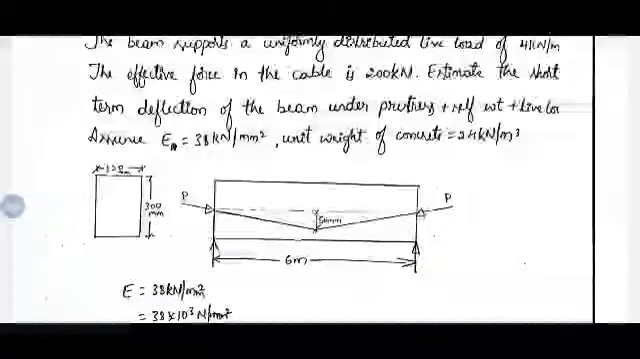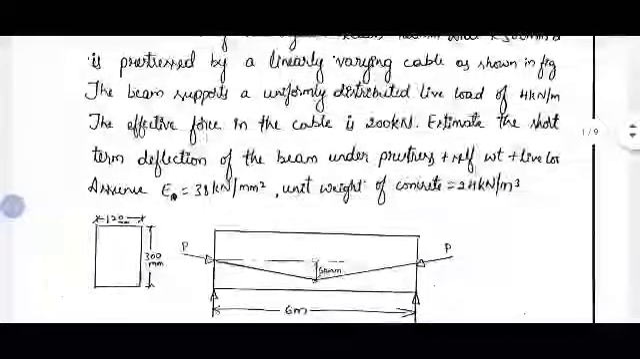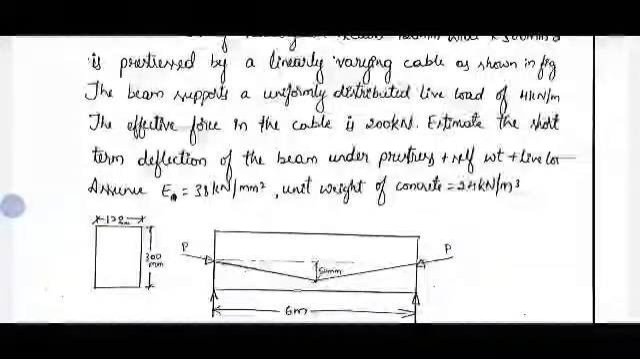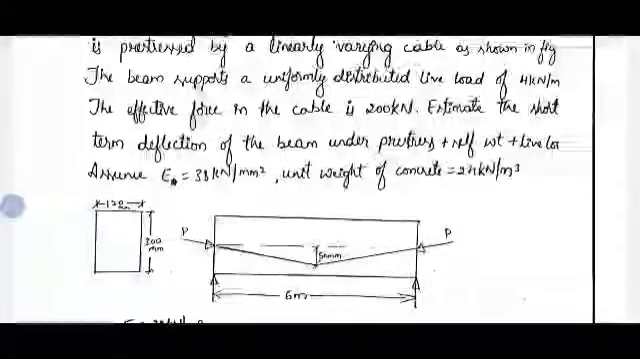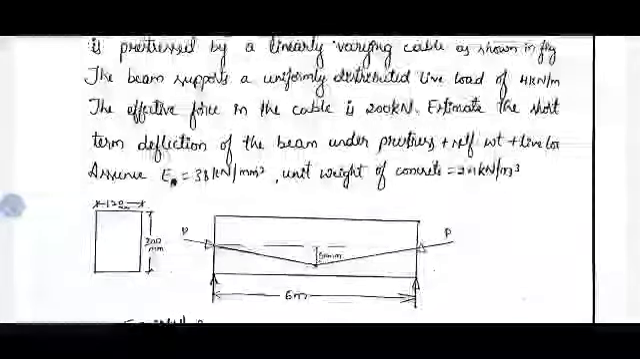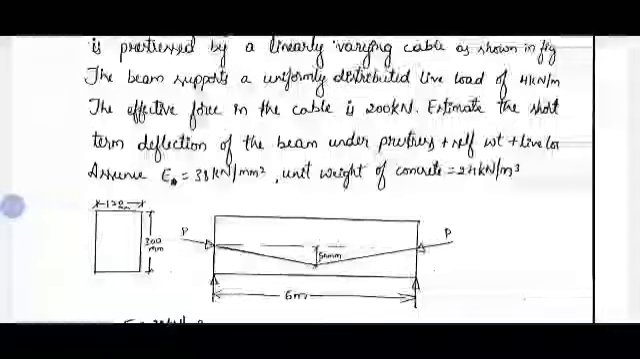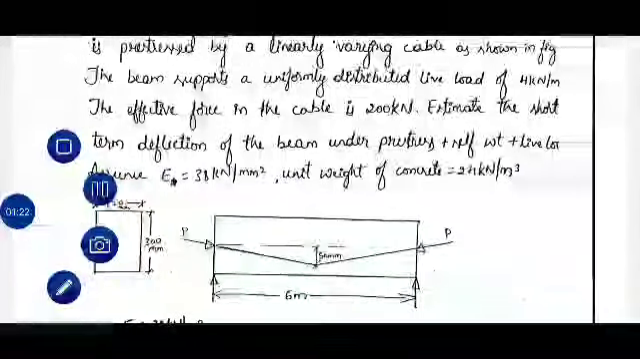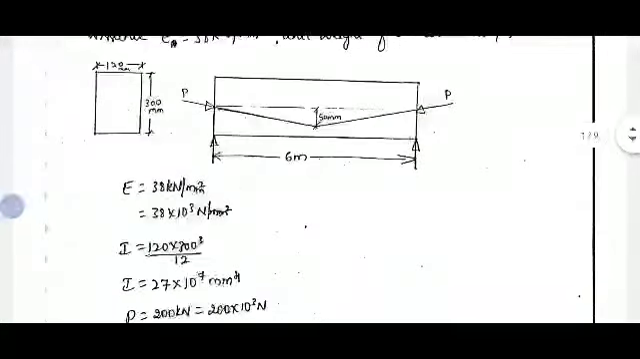So this is the cross section given, and the tendon profile is shown in the figure, so no need to worry. So this beam will be given. Here you can observe the cable has straight portions with eccentricity of 50 mm at midspan and eccentricity of 0 at supports. And let us take the given data.